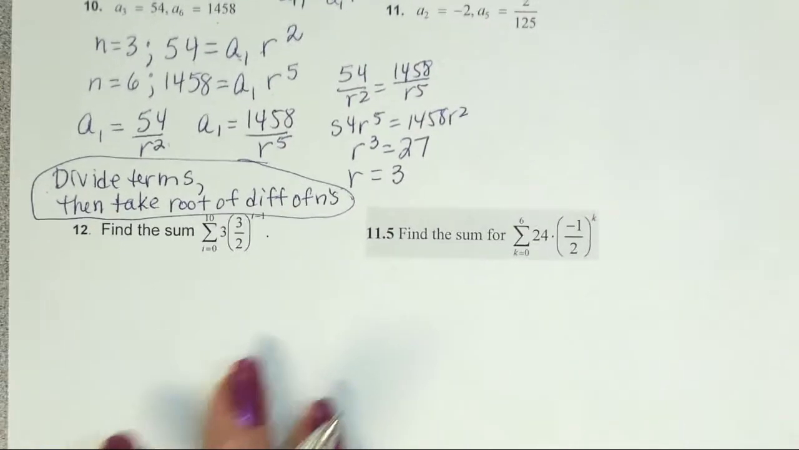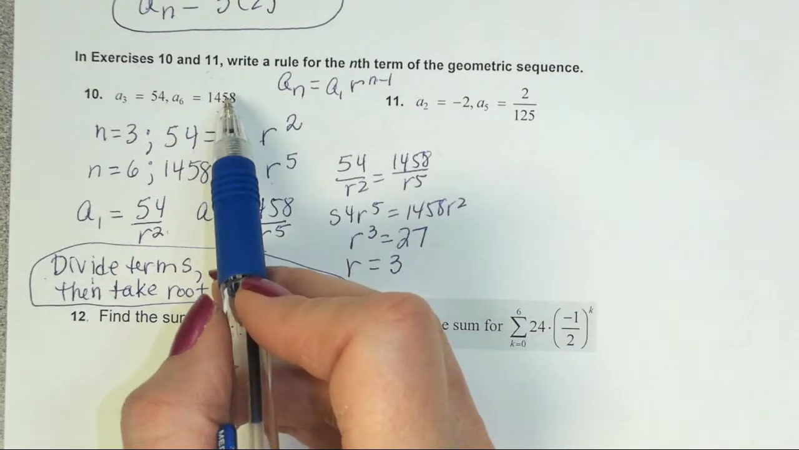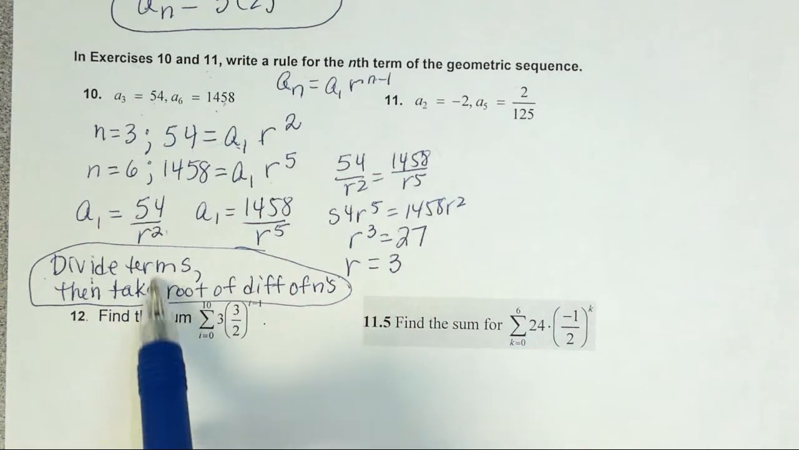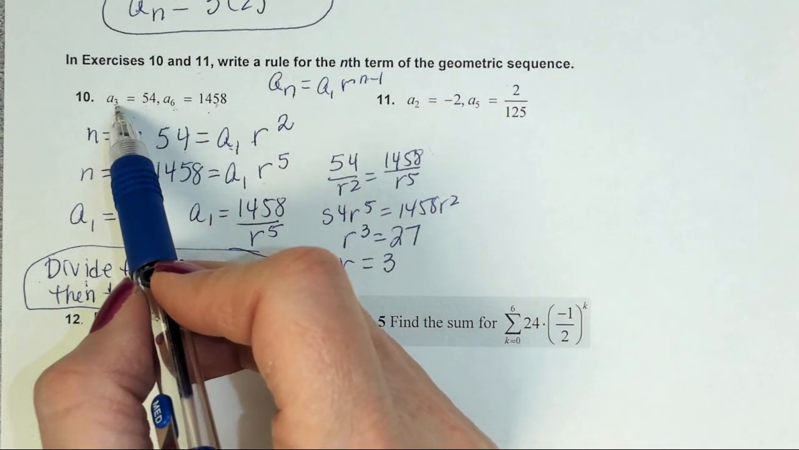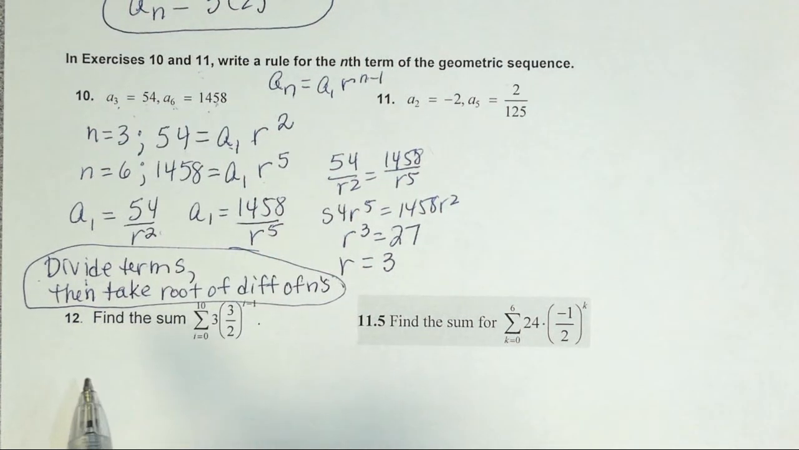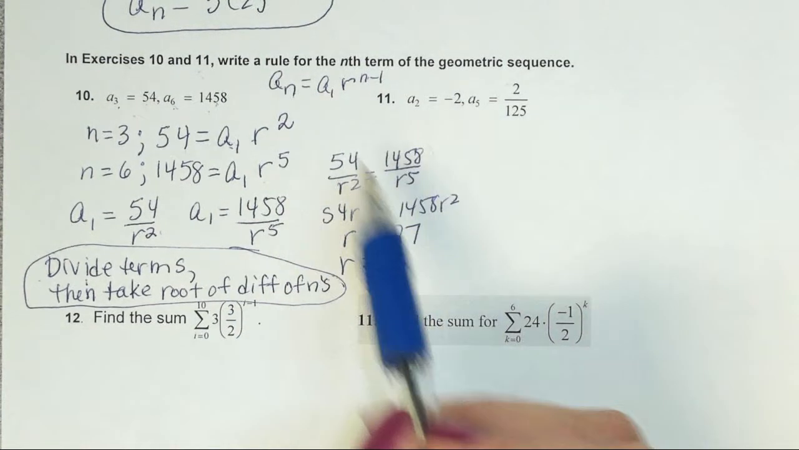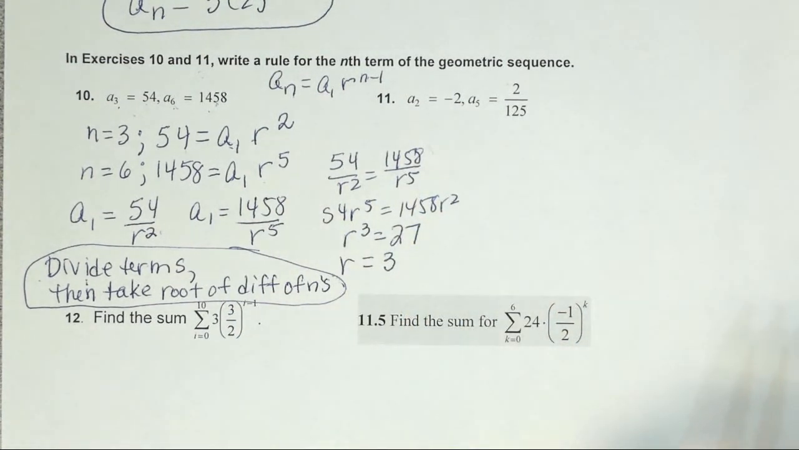Does that kind of make sense the way I'm saying that? Divide the two terms. These are the terms. We divide the terms, then take the root of the difference in the n. So in this case, our n is 6. Here our n is 3. Take that root. That will be a much faster way to find r. It's always going to work because we're always going to be cross-multiplying and getting that same kind of result.